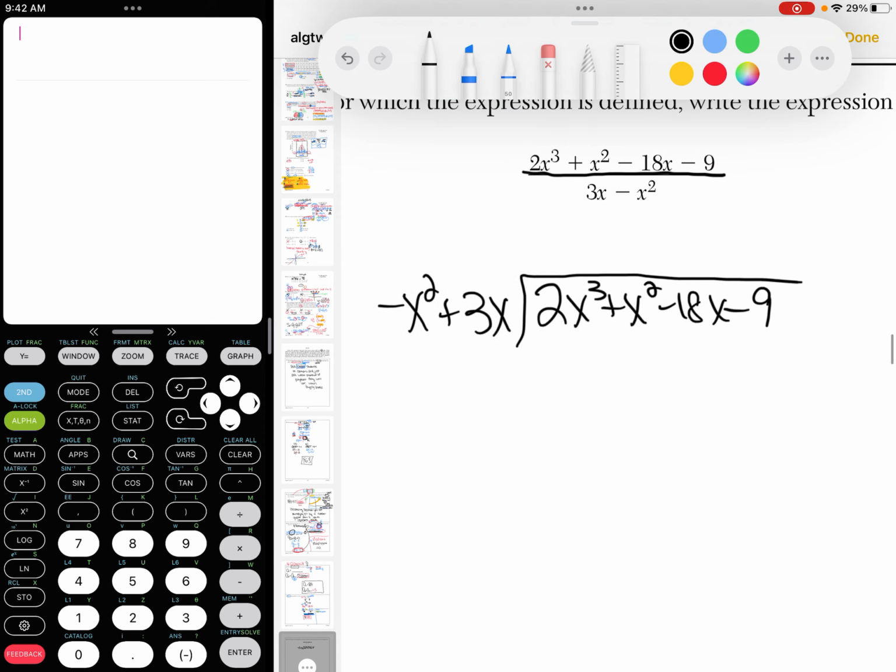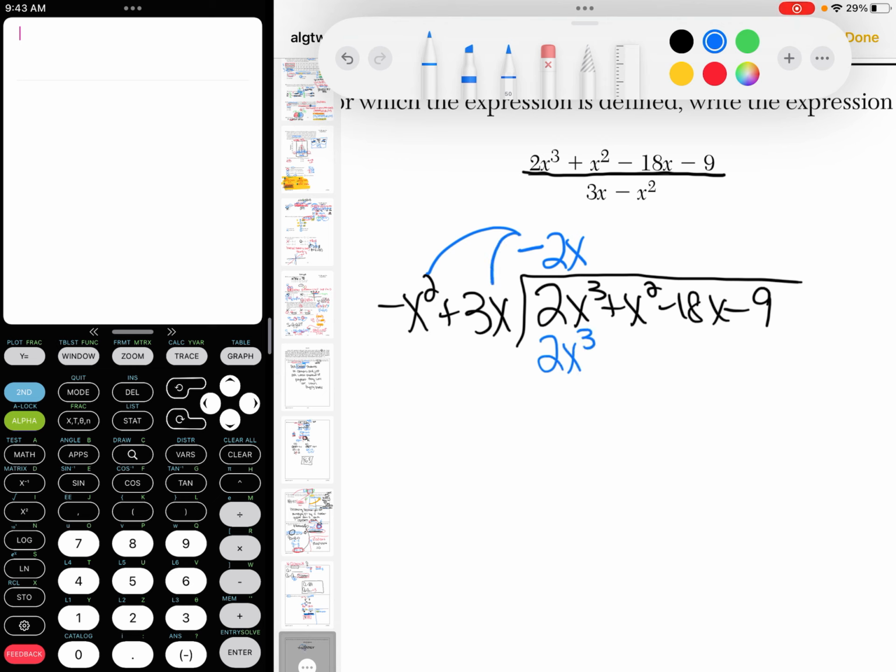What I'm going to do is, like I said, figure out what needs to go up here so that when you multiply it by this, you get this. So what do I need to multiply a negative x squared by to get a positive 2x to the third? It's going to be a negative 2x, right? Negative 2 times a negative 1 gets me that positive 2, and I have to have an x up here. So the negative 2x times the negative x squared does get me a positive 2x to the third, and then I have to keep multiplying that through.